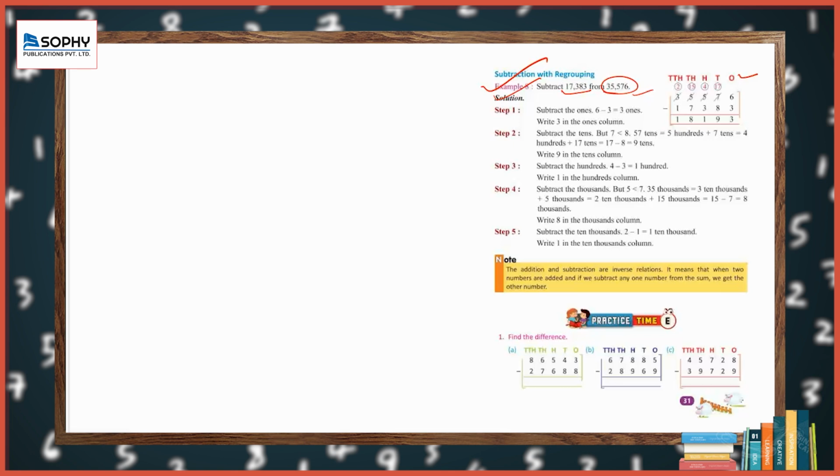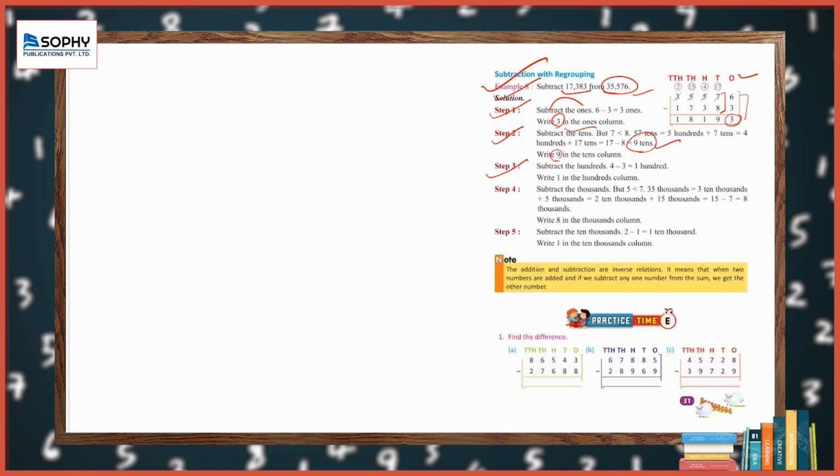Now let's look at step 1. We will subtract the ones, students, that is 6 minus 3 is 3. We will write 3 in the ones column. Then in step 2, we will subtract the tens, that is 7 minus 8, not possible, students. So what will we do? We will borrow 100 from the 100 column. After that, we have 9 tens in the tens column.